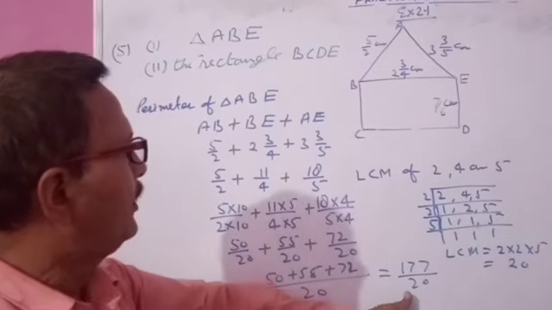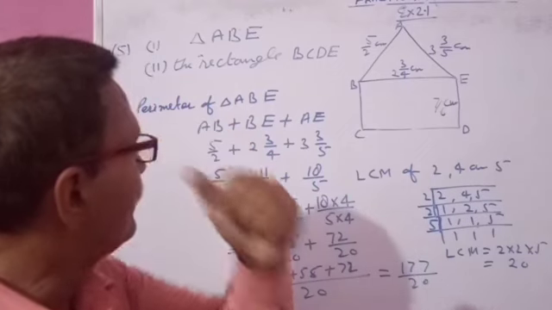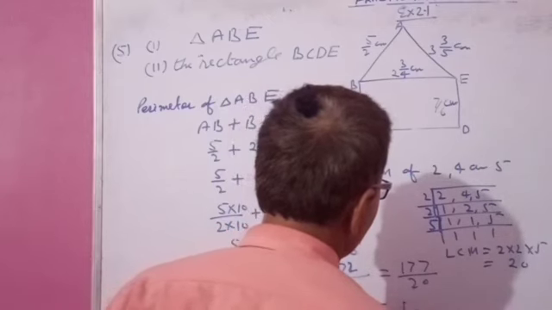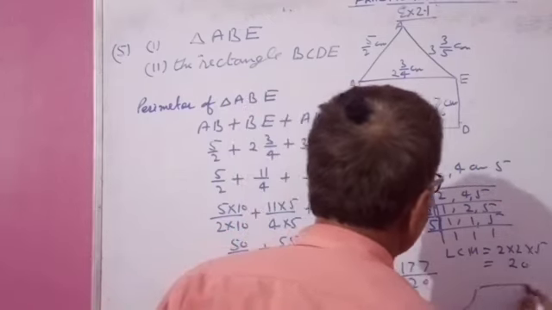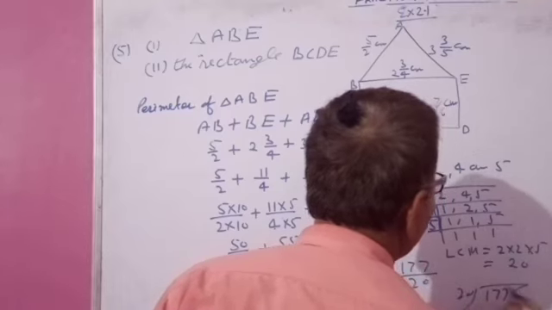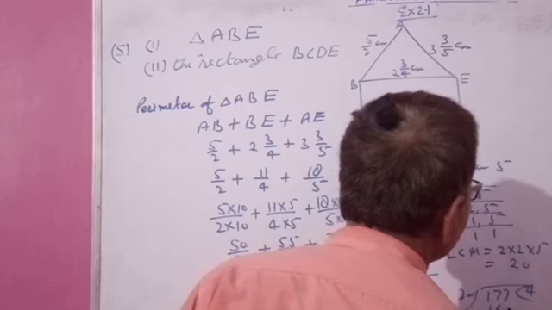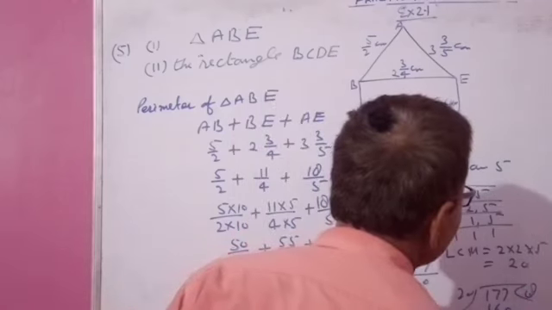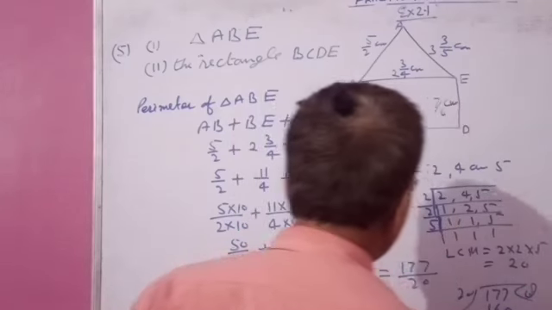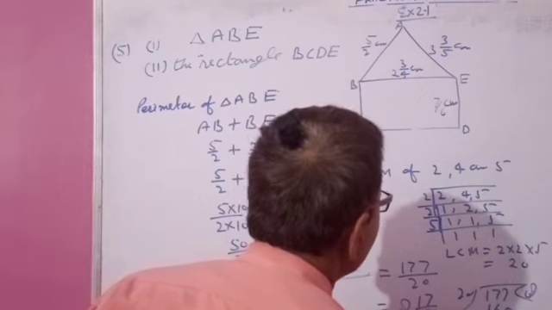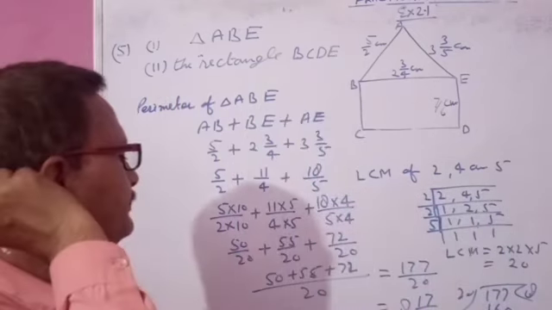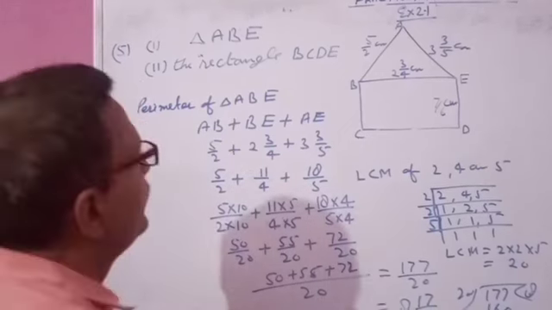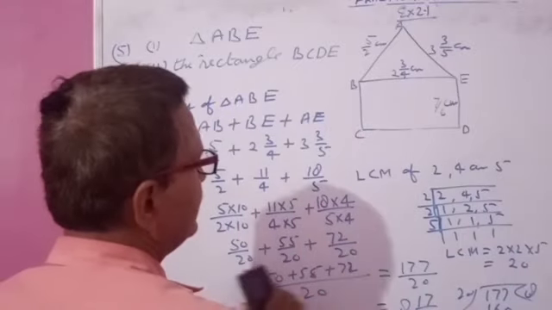Now this is the perimeter of the triangle, and you can change it to a mixed fraction also. 20 times 8 is 160, remainder 17, so 8 whole 17 upon 20. This is the perimeter of the triangle, and now the perimeter of the rectangle.